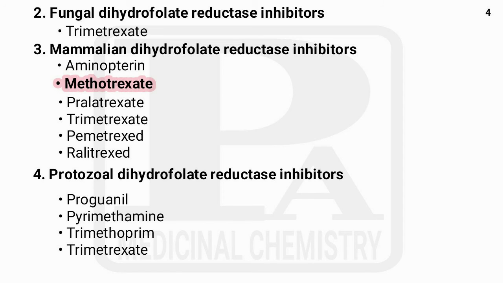That's why these mammalian dihydrofolate reductase inhibitors are acting as anti-neoplastic agents. In the case of protozoal dihydrofolate reductase inhibitors, for example proguanil and pyrimethamine, they are acting as anti-malarials because malaria is a protozoan disease. Trimethoprim also has some affinity for the dihydrofolate reductase of protozoans. That's why it comes under protozoal dihydrofolate reductase inhibitors, and that is responsible for some side effects of trimethoprim.